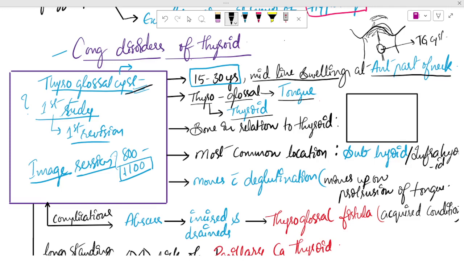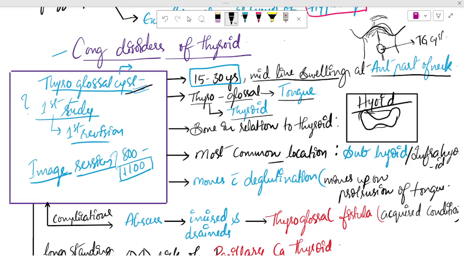Thyro means thyroid, glossa means tongue. You all know that, right? Now, what is the bone that is present in relation to the thyroid? For example, if this is the thyroid, then behind it you will have a bone, that is the hyoid bone. So the bone present in relation to the thyroid is the hyoid bone.